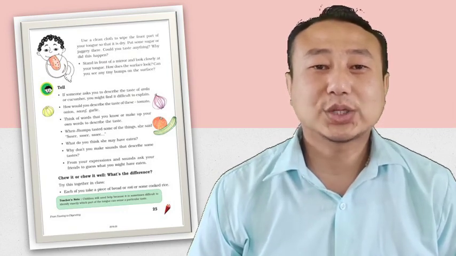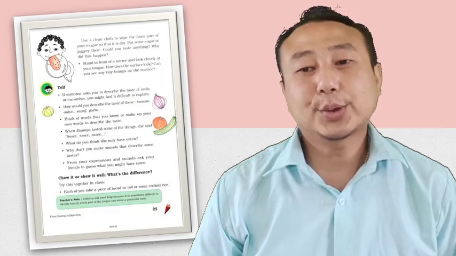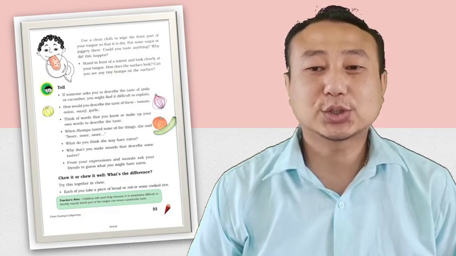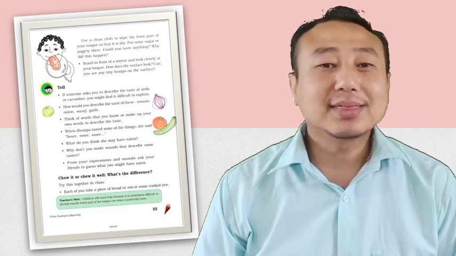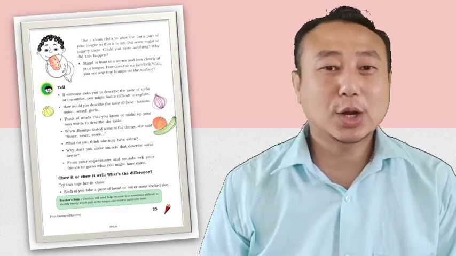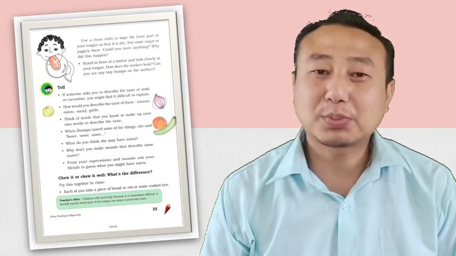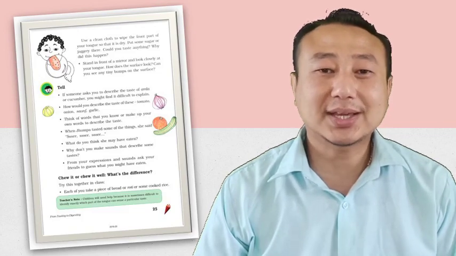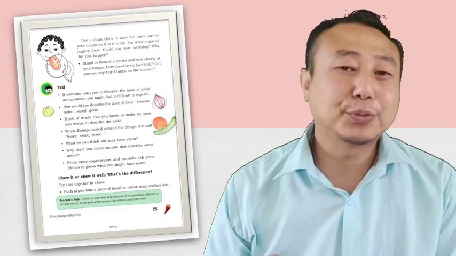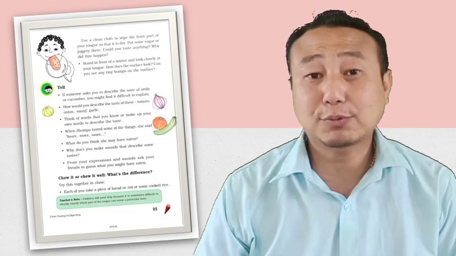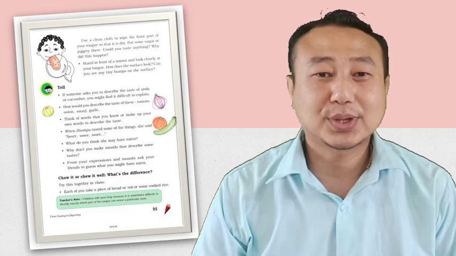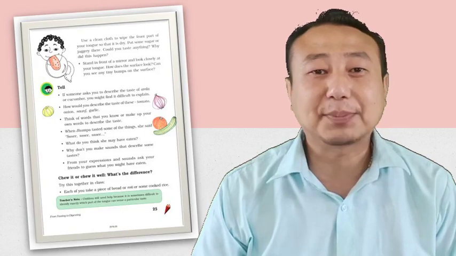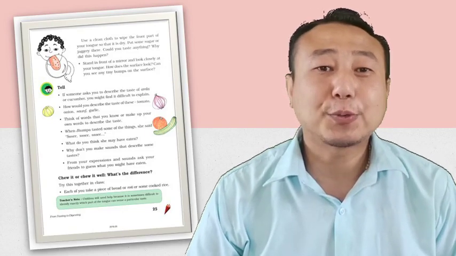Now let's come to the next question. From your expression and sound, ask your friends to guess what you might have eaten. So this is a game that you can play along with your friends. You have to produce a certain type of sound to indicate the type of food that you have eaten, and your friend has to guess the food item by hearing your sound. So this is a very interesting game that you can play along with your friends.